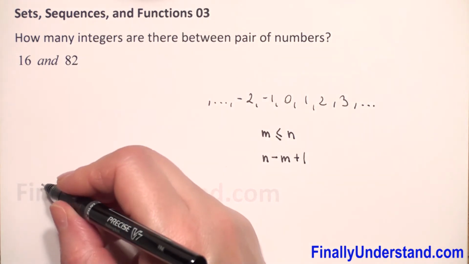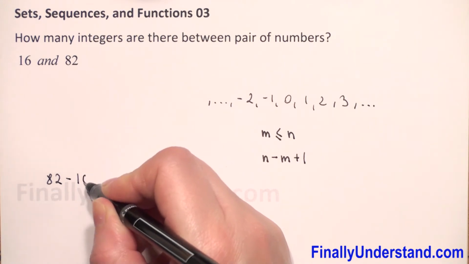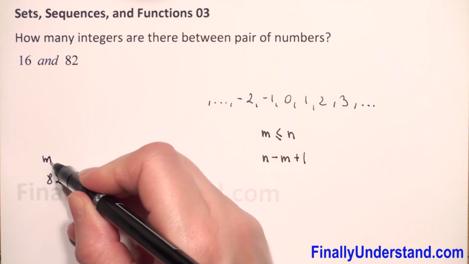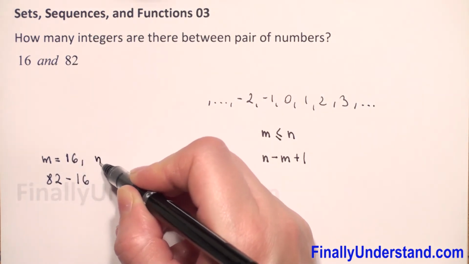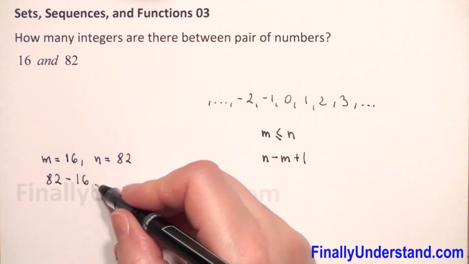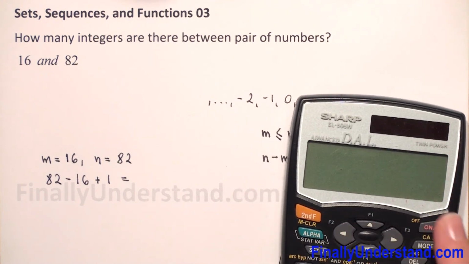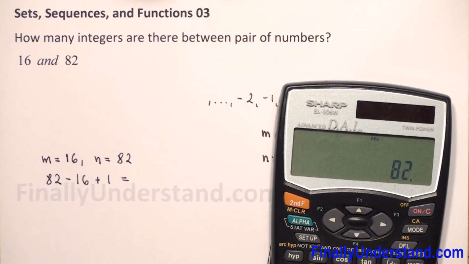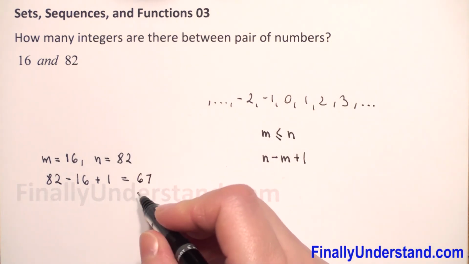So now from 82 we have to subtract 16, because our m is equal to 16 and our n is equal to 82, and we need to add 1. We can always use a calculator. 82 minus 16 plus 1, so we have 66 plus 1, which is equal to 67. This is my solution.